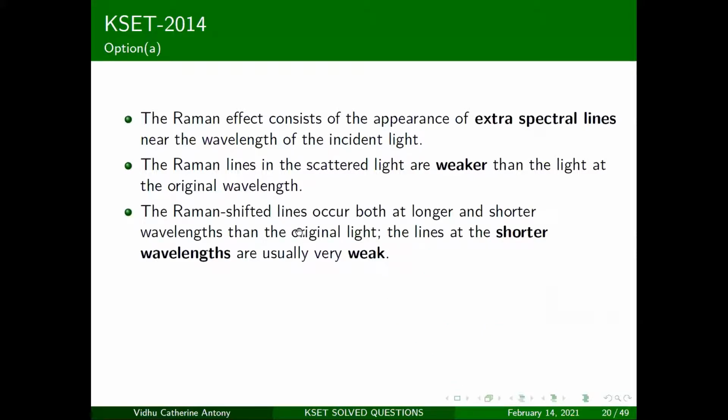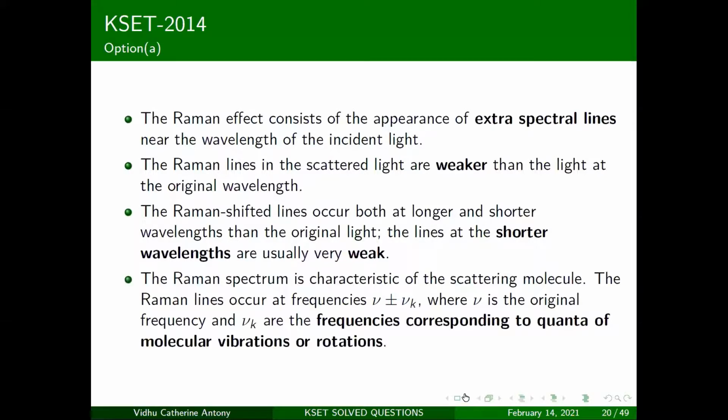Okay, so the Raman shifted lines occur both at longer and shorter wavelengths than the original light. The lines at the shorter wavelengths are usually very weak. I will show this in the next slide. The Raman spectrum is characteristic of the scattering molecule. The Raman lines occur at frequencies nu plus or minus nu k. Now, nu k is a specific property of the material that you use. These are the frequencies corresponding to the quanta of the molecular vibrations or rotations of that material.